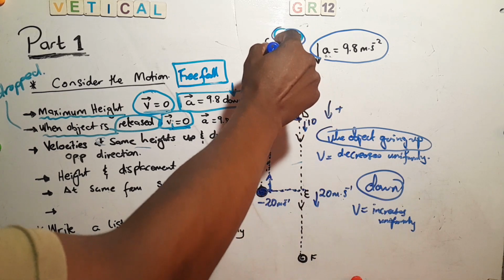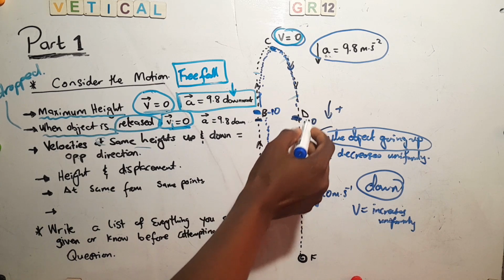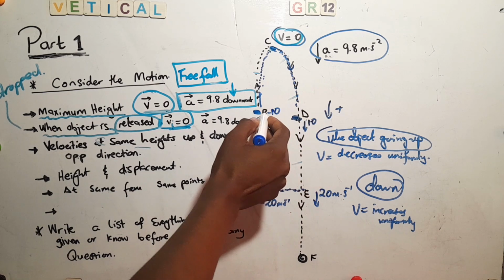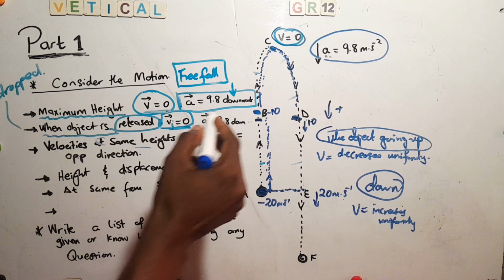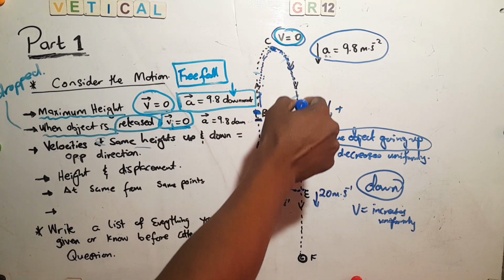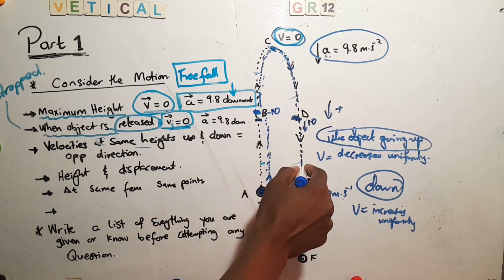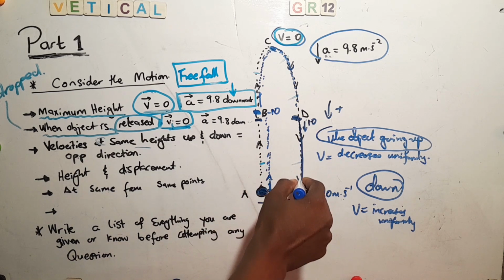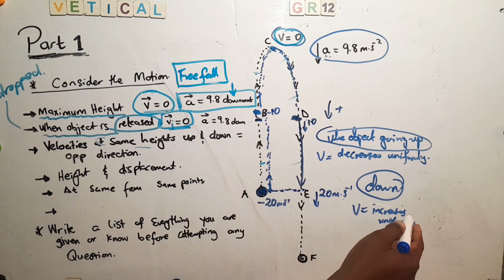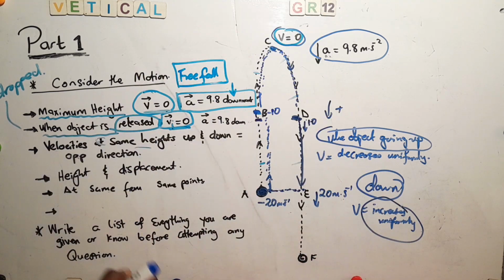So the velocity will start to increase uniformly, up until you get to this point. The velocity here and here, they're equal, because it takes the same distance to get to this point and also to get to this point. So again, when it starts to decrease, when it starts to go down again, the velocity is increasing uniformly because it is going down and acceleration is going down.